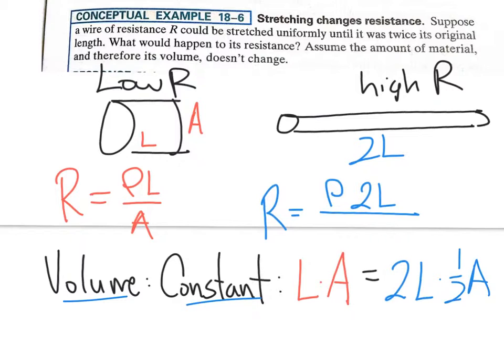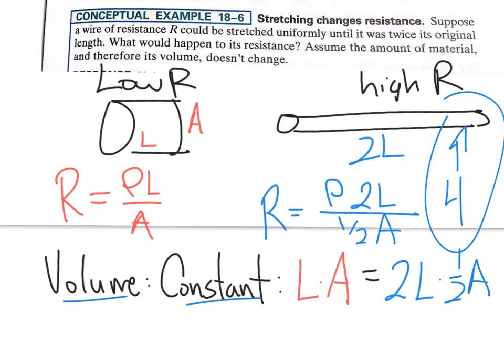So if we stretch this out so that it's twice the length, the area would be half as much. So in our formula here, the resistivity is the same for both. It's the same material. The length turned into 2 length, and the area turned into 1/2 area. And you know that 2 divided by 1/2 is 4. So this would have 4 times the resistance of this. So this would be like 1R, and this would be 4R. Okay, that's it.